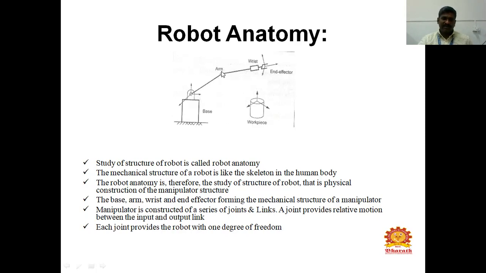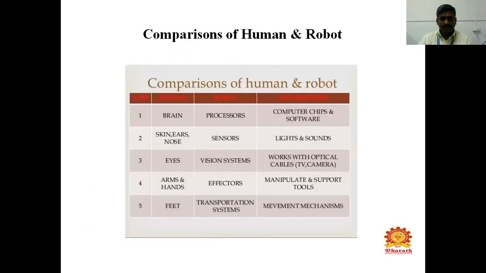You give the input, the joint captures that input and gives some output, the output link. Each joint provides a robot with 1 degree of freedom. For example, each joint produces 1 degree of freedom, or DOF. If there are 3 joints, the degree of freedom of the robot is 3. So the number of joints equals the number of degrees of freedom.